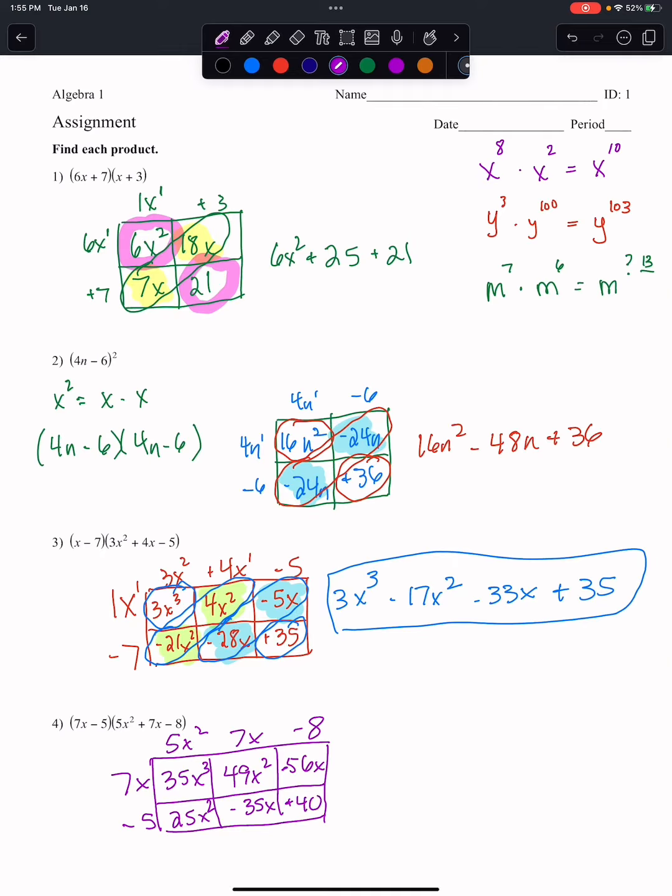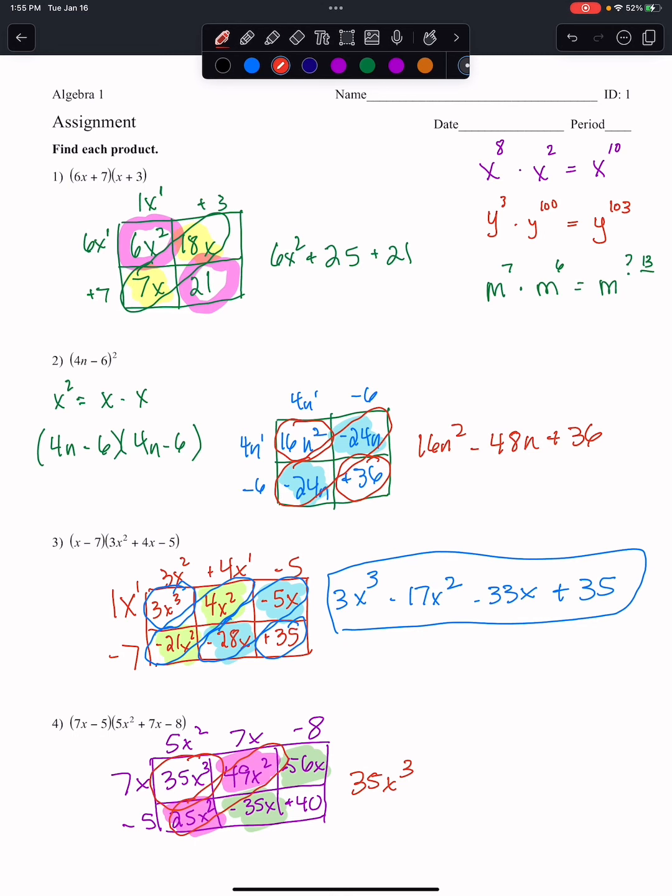So let's go ahead and do all this combining stuff. Okay, but before we do that, we need to color our diagonals. This one and this one. And then we're going to color this one and this one. So again, the one that goes in the very front is this one, 35x cubed. So 25x squared plus 49x squared.